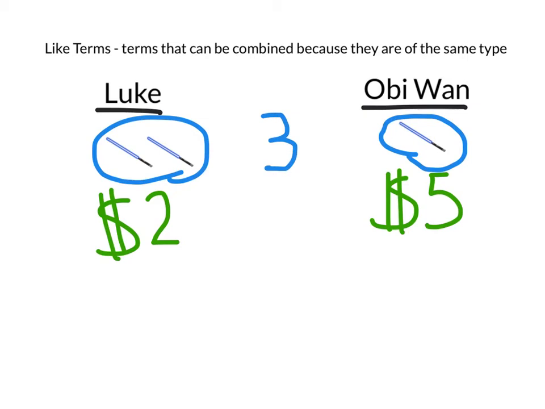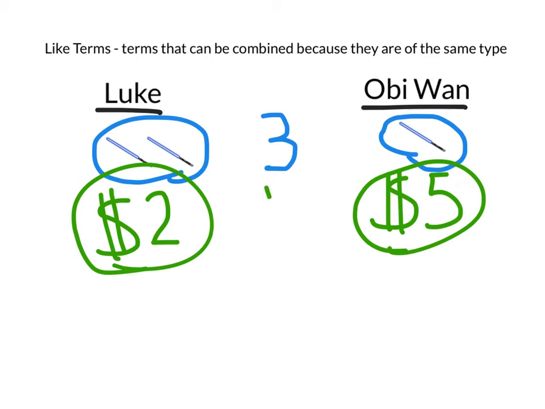Next up, let's find out how many Imperial credits we have. Luke has 2, Obi-Wan has 5. We can add those together, 2 plus 5, to get 7 total Imperial credits. Again, because the Imperial credits are like terms. We could not combine 2 lightsabers with 5 credits and say 7 lightsabers because they are not alike. They are not of the same type.